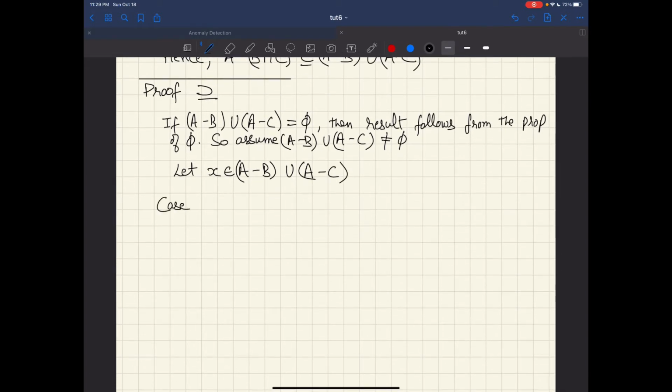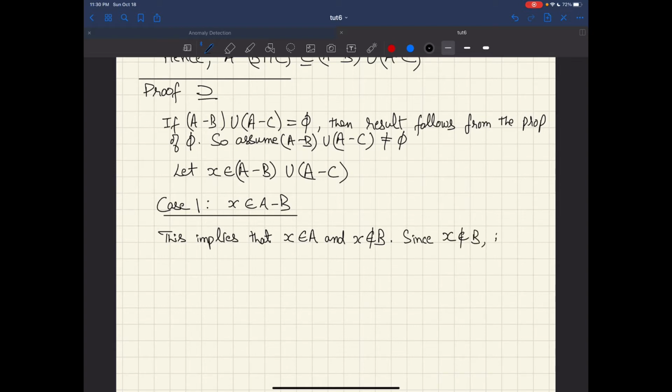Now, this takes us to two cases because there's a union. So first case is X belongs to A minus B. Now, this implies that X belongs to A and X doesn't belong to B. Now, since X doesn't belong to B, it implies X is not an element of B intersection C. Therefore, X belongs to A minus B intersection C.